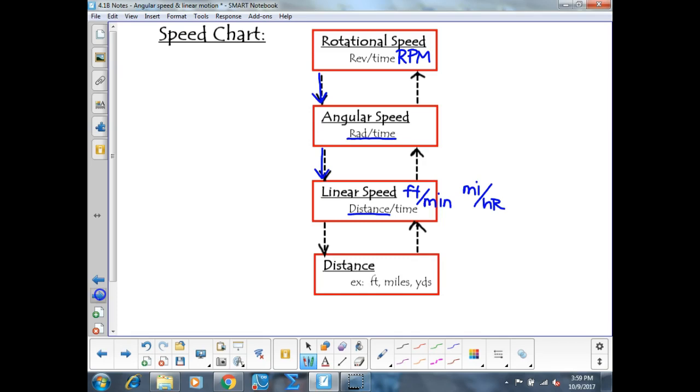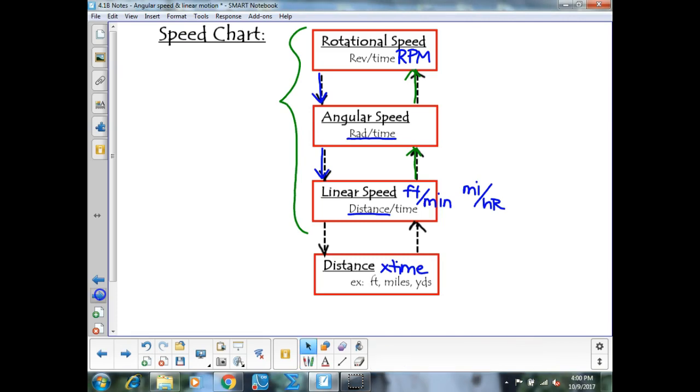And once I know the linear speed, I can just multiply it by time to figure out what distance has been traveled. But it's really the interaction of these three speeds that I want you to be familiar with. Notice that I have arrows going up the chart. So for example, if I'm given a linear speed and want to find how many RPMs it is, I'm going to have to get there by first finding my angular speed and then working my way up the chart.